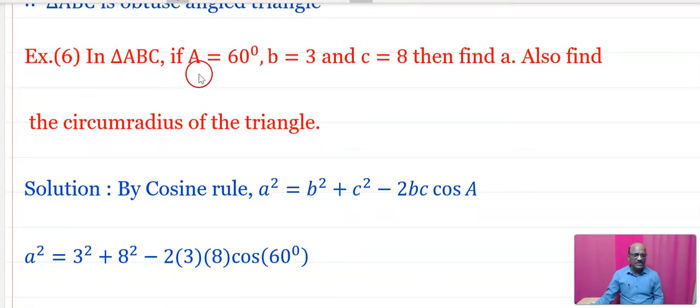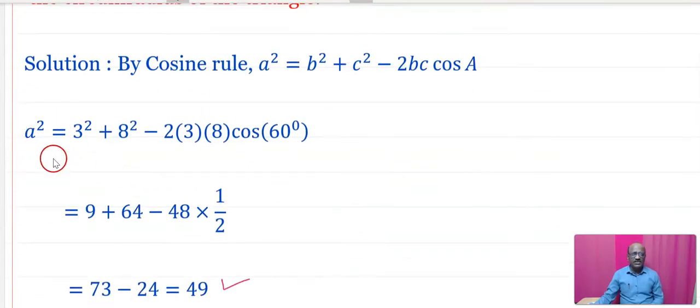Next, example number 6. In triangle ABC, angle A is 60 degrees, b is 3, c is 8. Then find a. Also find the circumradius of the triangle. By the cosine rule, we know that a square is equal to b square plus c square minus 2bc cos A. Substitute the values of b, c and A. Then you will get a square is equal to 3 square plus 8 square minus 2 into 3 into 8 and cos of 60.